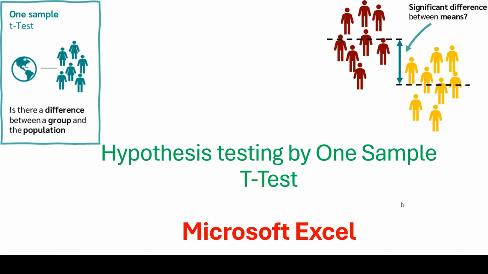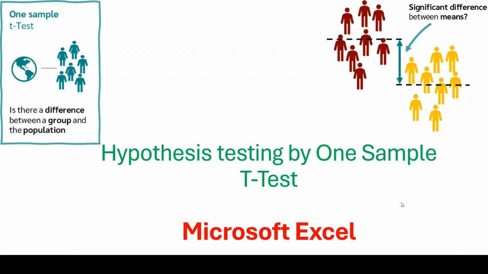Actually, t-tests are used to find significant differences between means. So here the mean parameter would be used, and based on the availability of data sets we can decide whether we have to select a one sample t-test, paired t-test, or unpaired or independent t-test. Now we are going to use the one sample t-test.